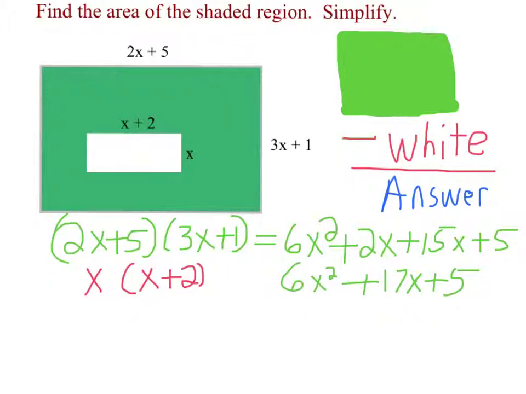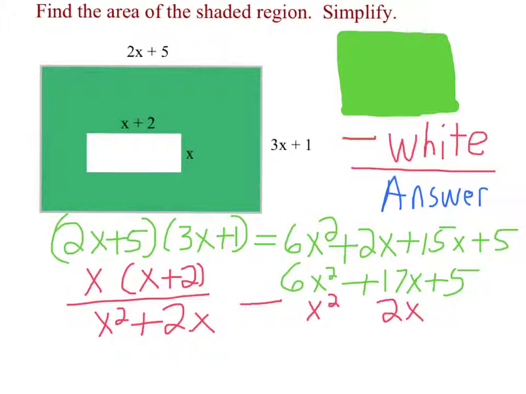Now I'll take care of the white rectangle, the red expression. I'll distribute the x to this x and get x squared. Then I'm going to multiply x to 2, and then I get 2x. So I'm going to have to subtract it. So what I'm going to do is minus x squared underneath its like term and the 2x here. So I'm going to go keep, change, change, change. And now, after I subtract the red from the green, that should be my answer.